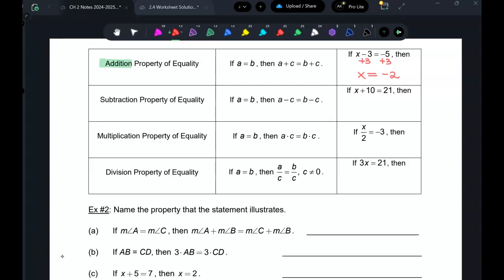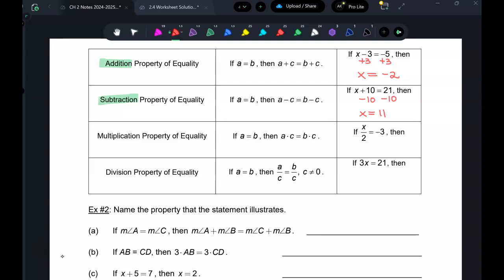Subtraction property of equality. So this is what we would have to do over here. So x plus 10 equals 21. We would have a minus 10 on both sides. X equals 11.